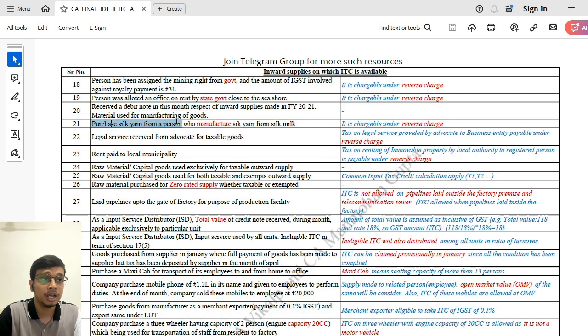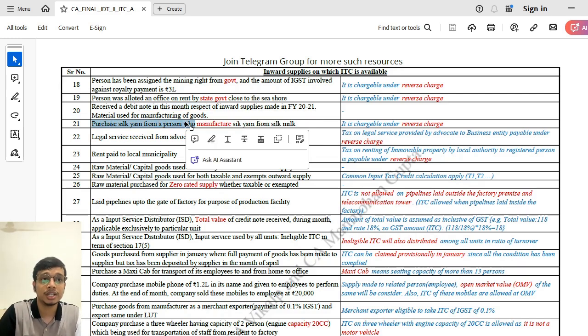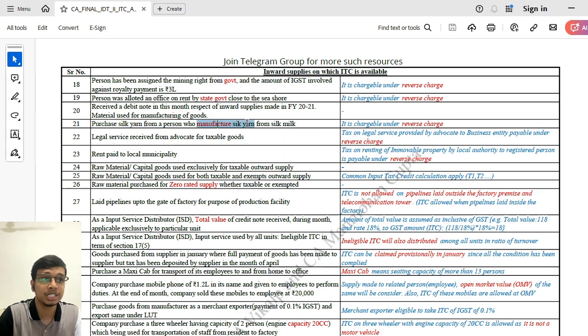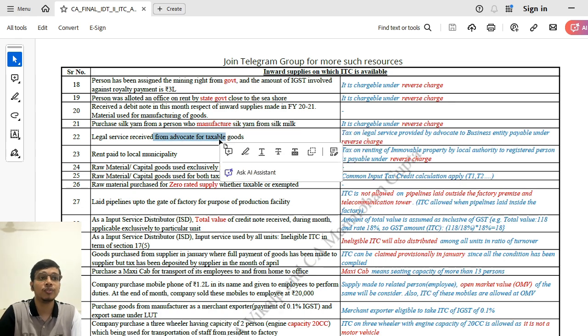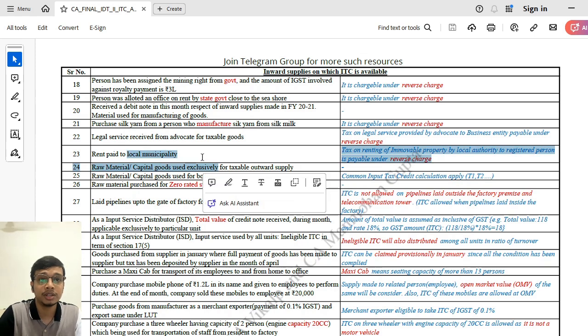Next, purchase silk yarn from a person who manufactures silk yarn from silk cocoons. It is a case of reverse charge in case of goods. So यहाँ पे हमने एग्रीकल्चर से परचेज किया सिल्क यार्न, so we can claim ITC also and it is chargeable under reverse charge. Next, legal services received from advocate for taxable goods. It is also chargeable under reverse charge. Rent paid to local municipality, taxable under reverse charge.